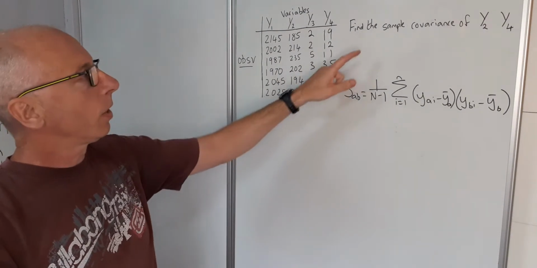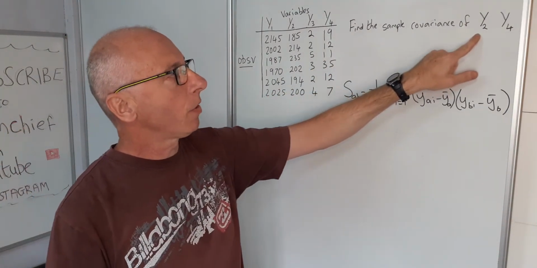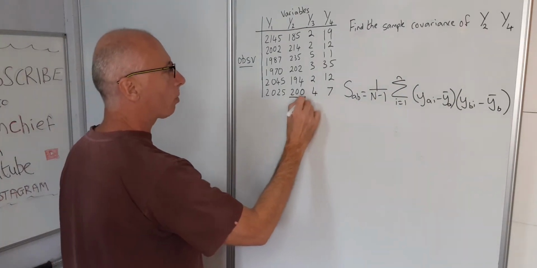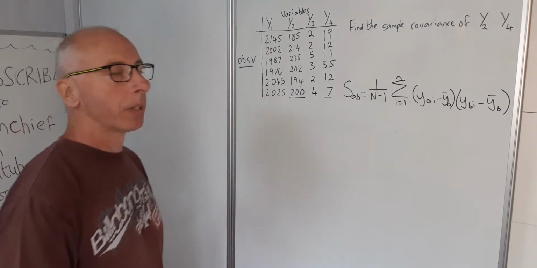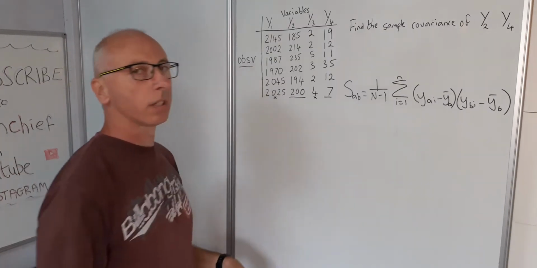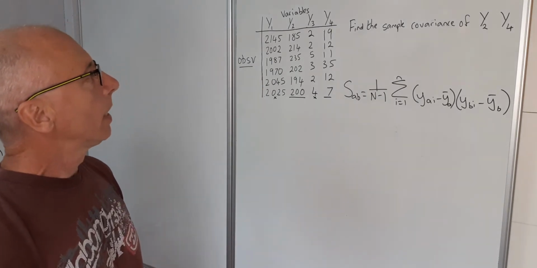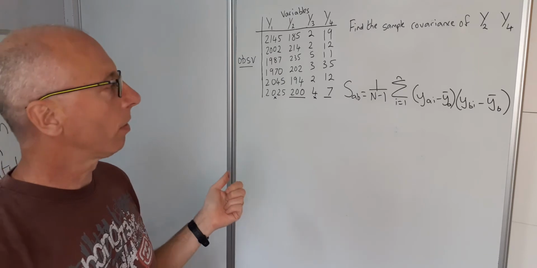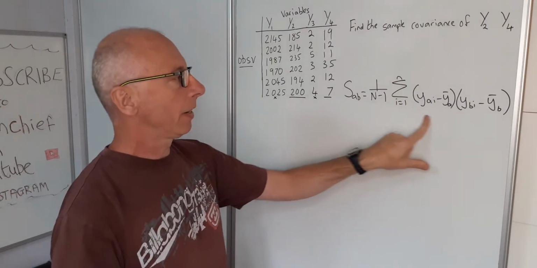Our goal in this question is to find the sample covariance of y2 and y4. So that would be this one and this one. Variables 1 and 3 we're not going to need for this question at all. This is sample covariance, not population covariance. I've written the formula down here.